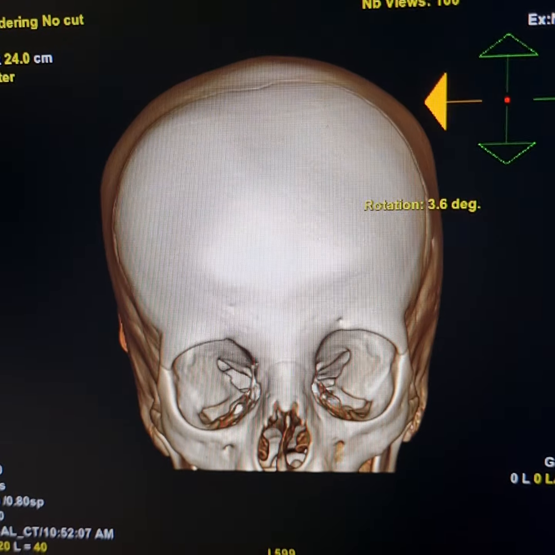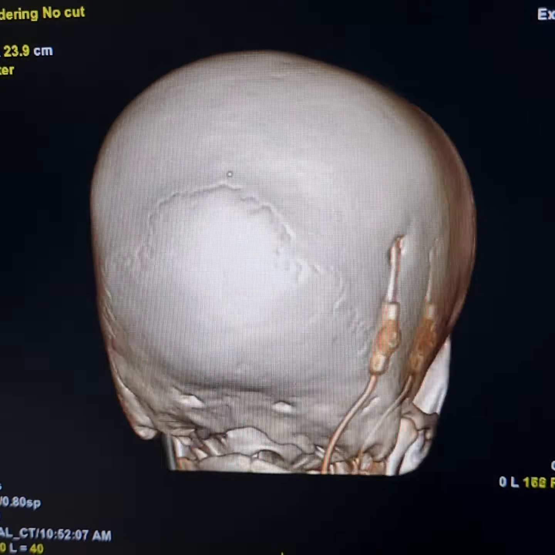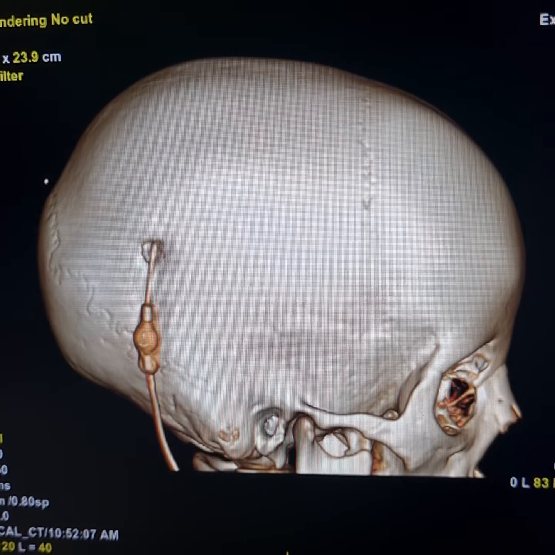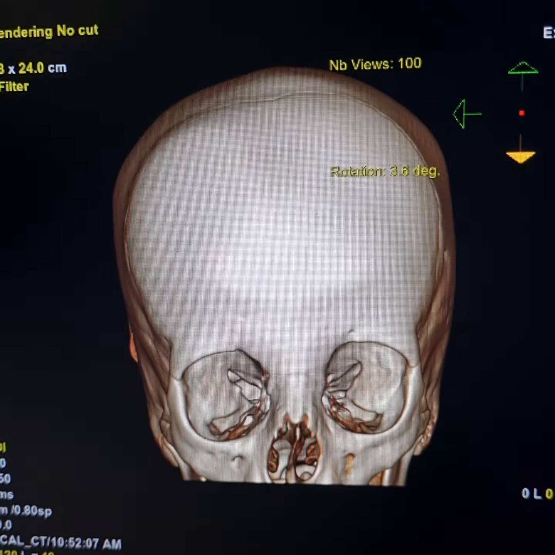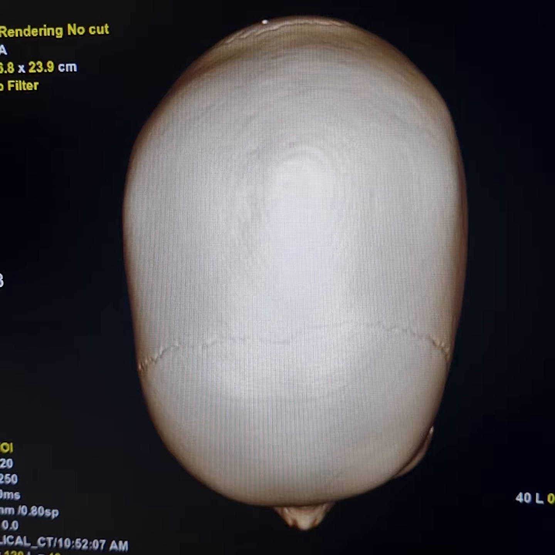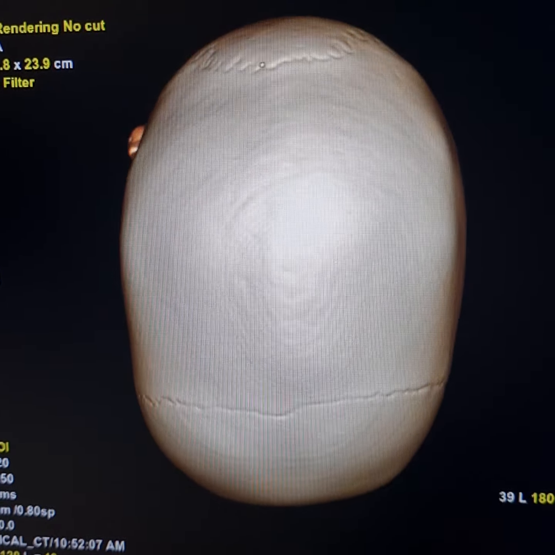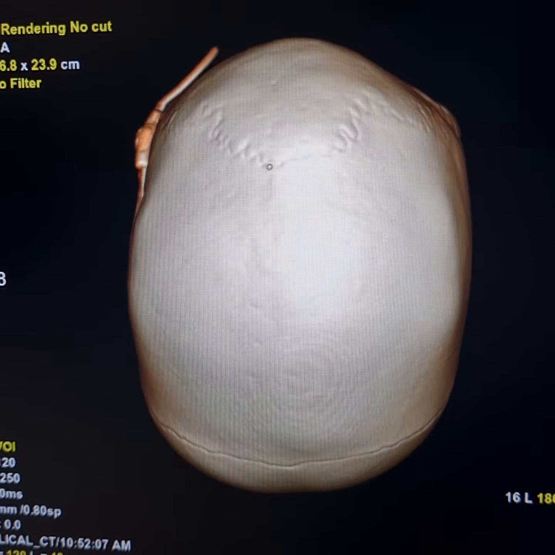Now this is the 3D. The skull has a scaphocephalic shape. There is synostosis of the sagittal suture. Coronal and lambdoid sutures, they are patent.